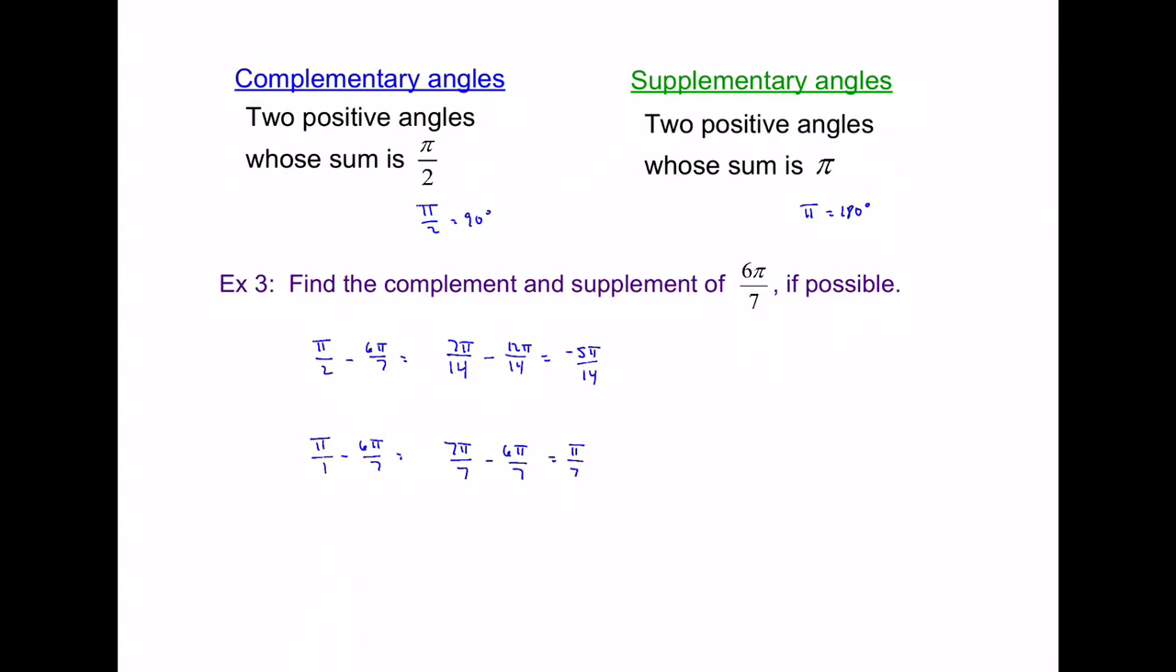So I found a common denominator of 14, and that gave me 7 pi over 14 minus 12 pi over 14. Subtracted those and got negative 5 pi over 14. So two positive angles, this one does not have a complement. On the supplement, I found 7 as its common denominator, 7 pi over 7 minus 6 pi over 7 to get pi over 7. So pi over 7 would be the supplement, but we do not have a complement on this one.